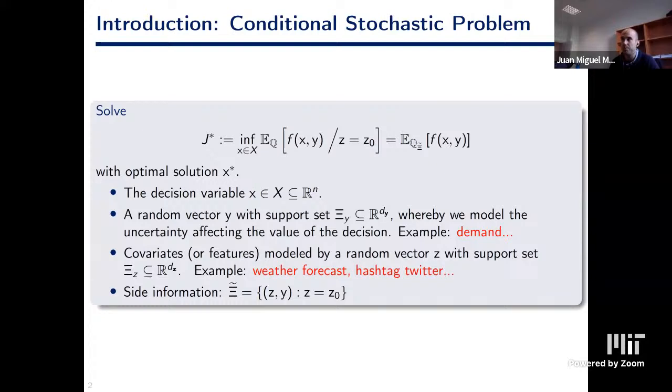Z equal to z0. Q here is the joint distribution of Z and Y, while Q tilde is the conditional distribution of Y, of the uncertainty, given the context Z equal to z0. So we have two different ways of writing the same expectation. One in terms of the joint probability distribution of Z and Y, and one in terms of the conditional distribution of Y given the context Z equal to z0.